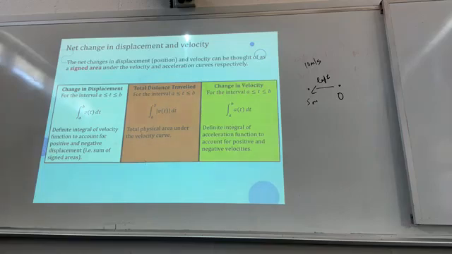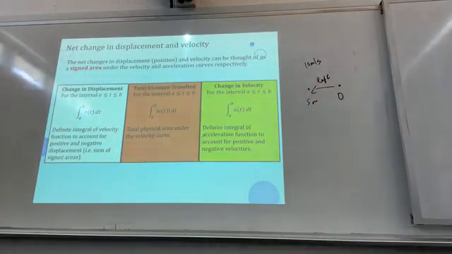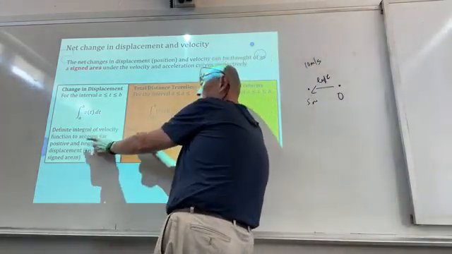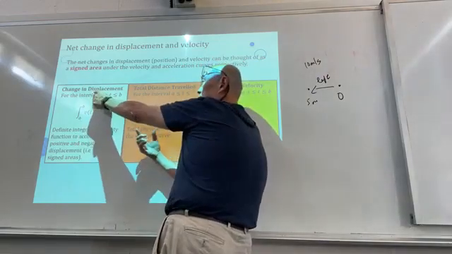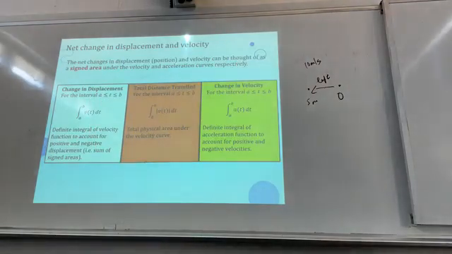Whereas the total distance traveled, distance has no sign. So therefore it is a physical area. So the difference is the physical area and the signed area. The change in displacement will be the signed area, whereas the total distance will be the physical area. That's all. So recall your physical area and your signed area. And then the change in the velocity is the definite integral of the acceleration function. Alright?